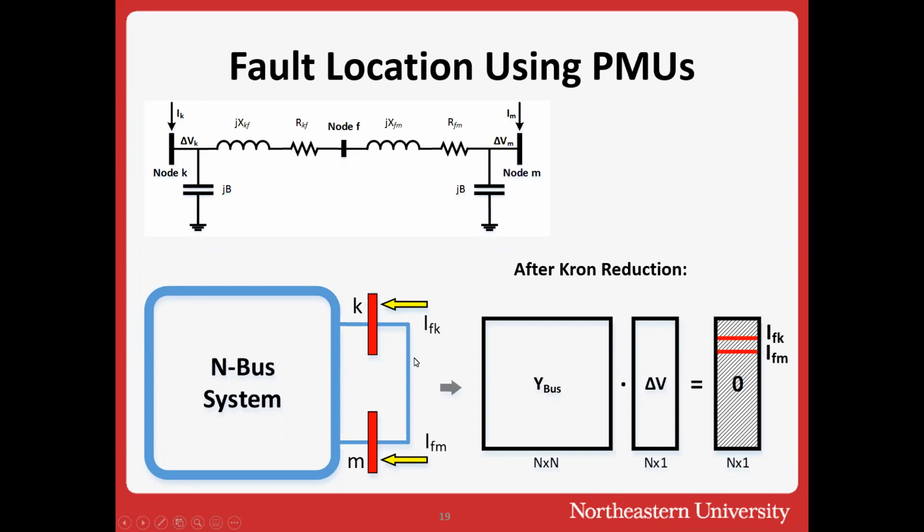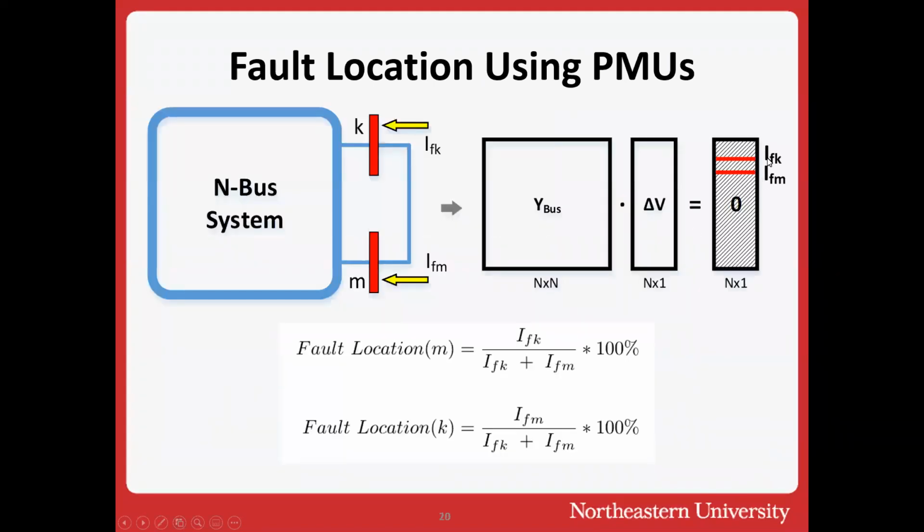But can I also find the location of the fault? It turns out that the answer is yes, because if you calculate these, their values are directly proportional to the distance from the terminal to the fault point. If you are measuring from point M, then you take I_FK and divide it by the sum of them, and that will give you the percentage distance, in terms of the total length of the line, from point M to the point of the fault. The opposite is true if you are looking at bus K, and the fault location measured from bus K to the fault point will be given by this.